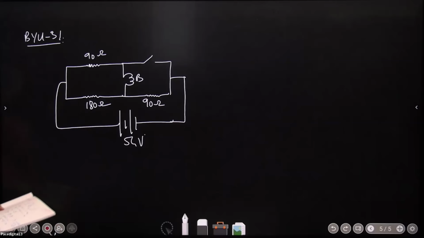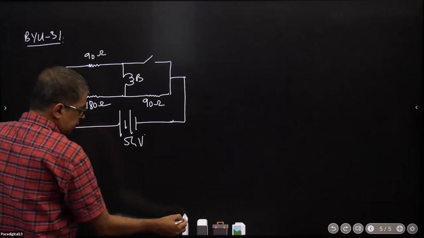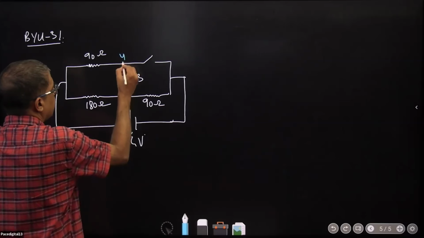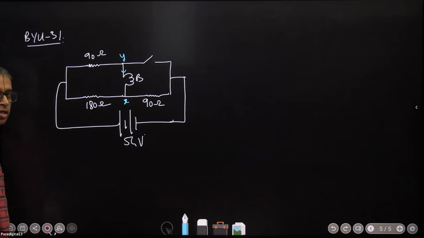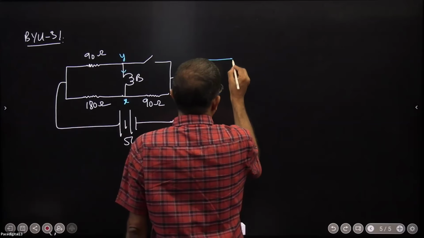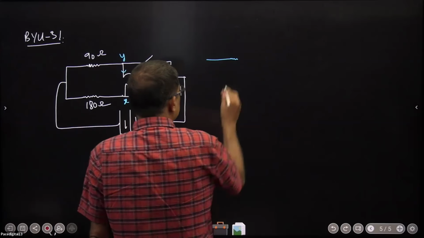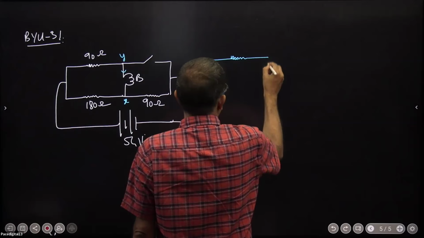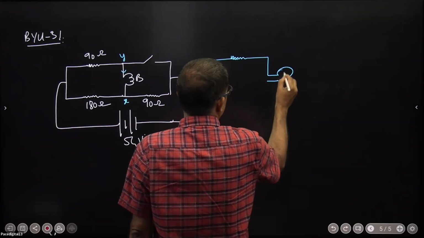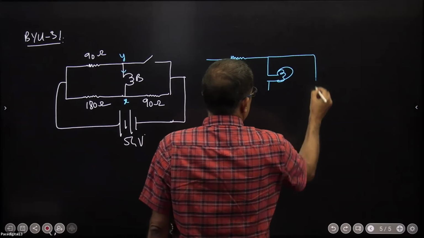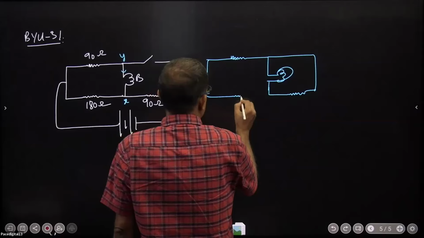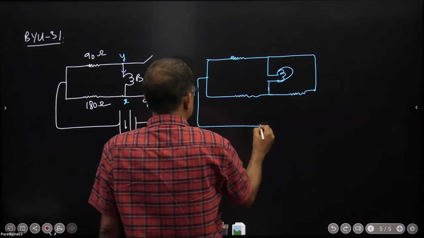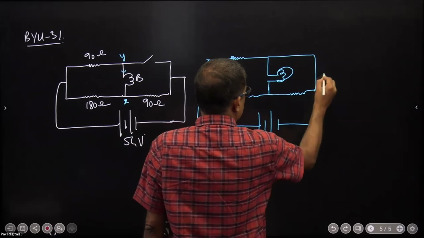Key catch here is, first of all, I'll take this to be Y and this to be X. There is current flowing through it when the switch is open. But suppose when the switch is closed, you are telling me even when the switch is closed, the bulb is glowing with the same intensity. That is what makes the problem typical.